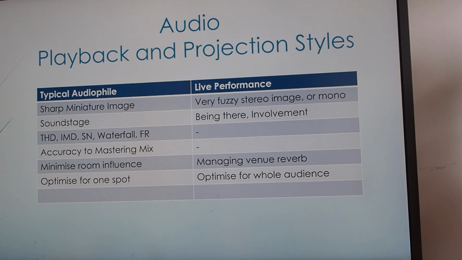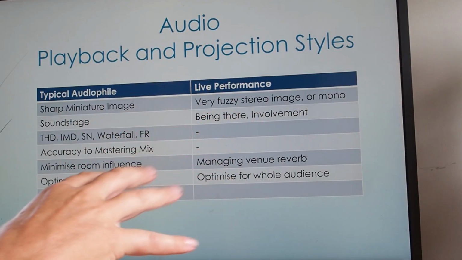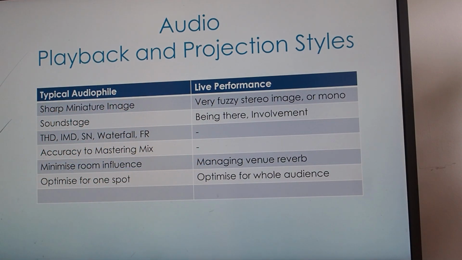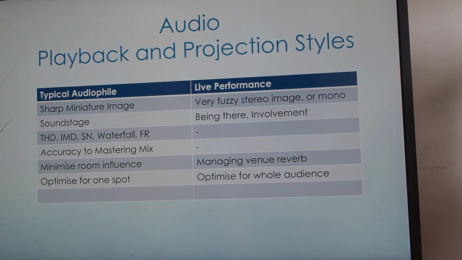But before that, I'm forgetting the sequence. Before that, we're going to have a look at this. I want to contrast a live performance versus the typical audiophile replay system. Typical audiophile system: sharp miniature image. So you get some kind of image of people sitting between your speakers. They're not much larger than your speakers or the space that is held by a speaker. It's sort of a miniature of the original event.